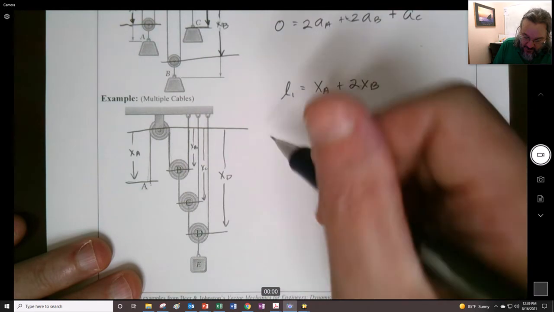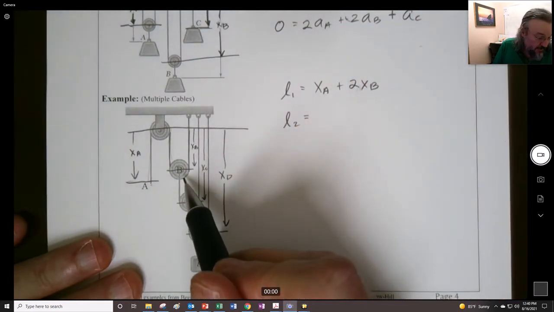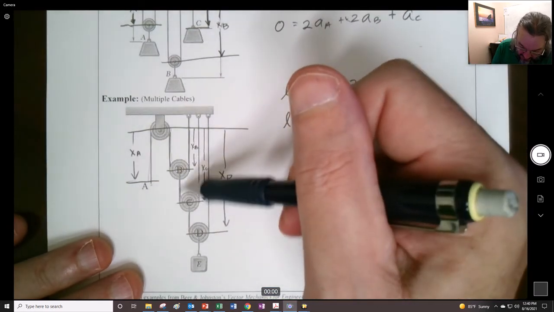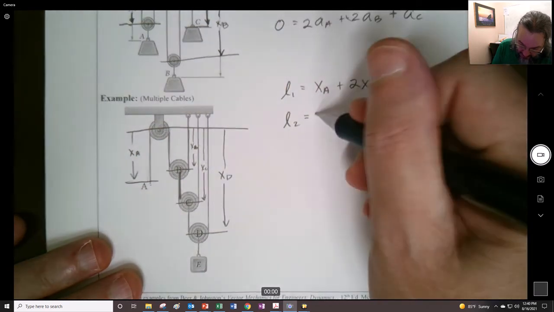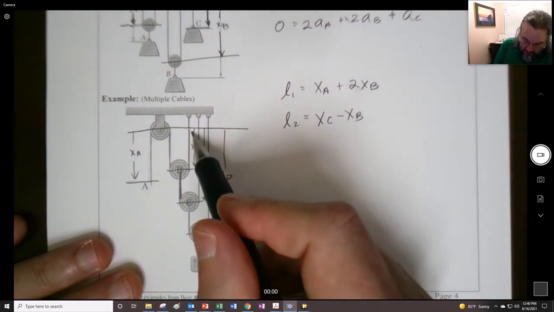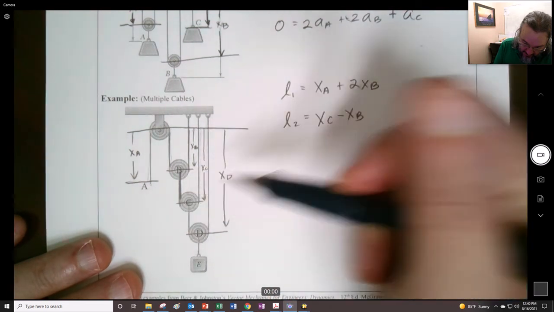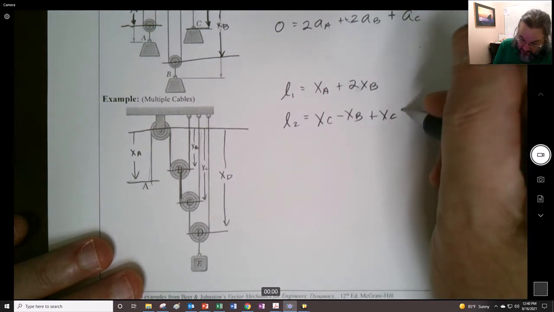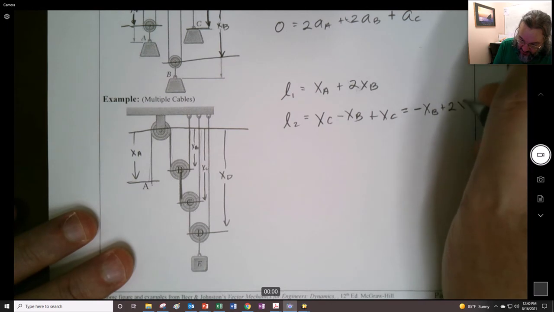Now, let's take the next cable right here. L2 is equal to, well, here we're going to see that we have to get this, right? So this little cable right here is going to be XC minus XB. This is that little length right there. And now this length right there is XC, right? So we know that what we have is negative XB plus 2XC.